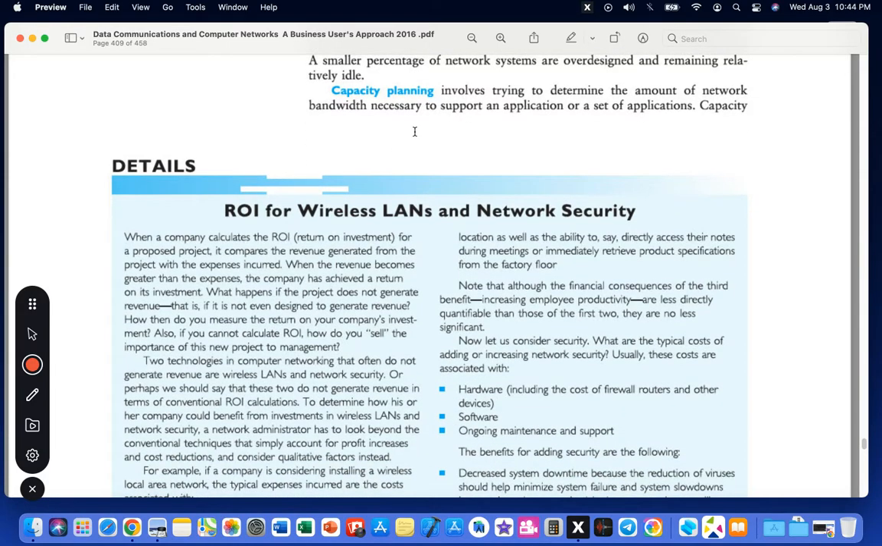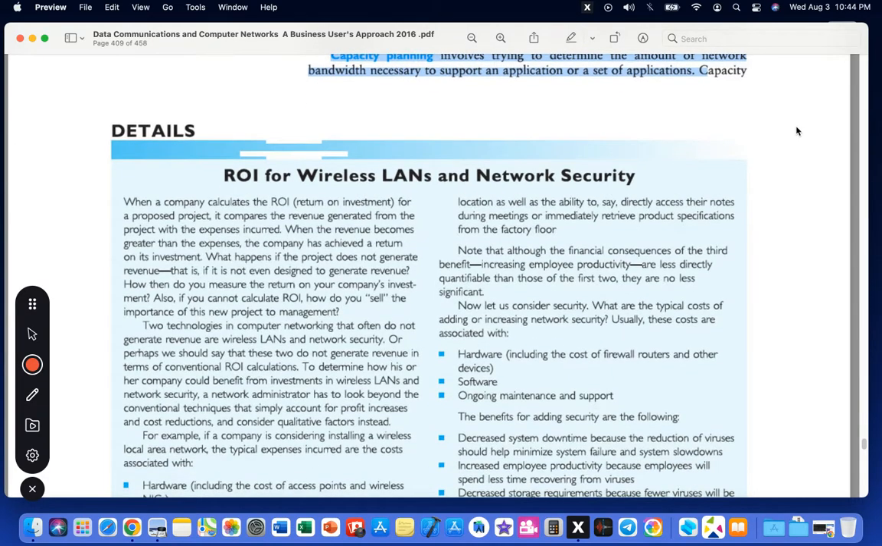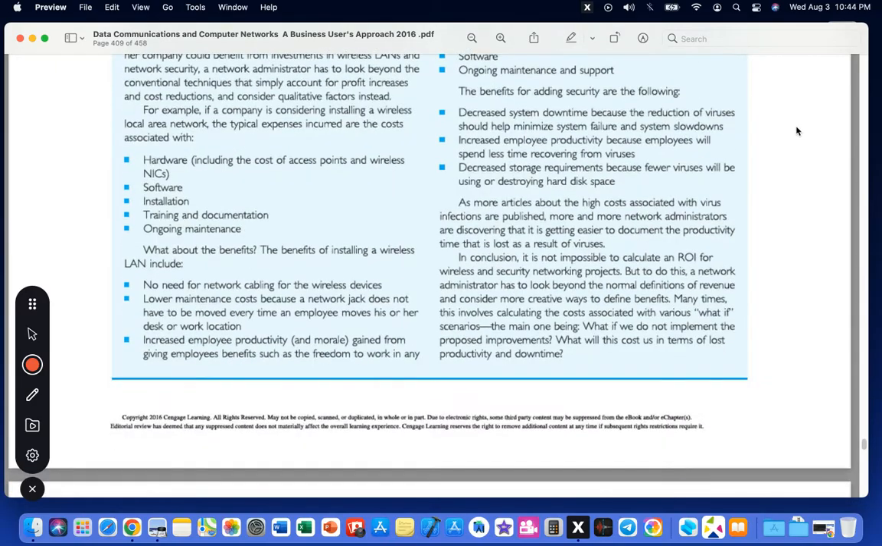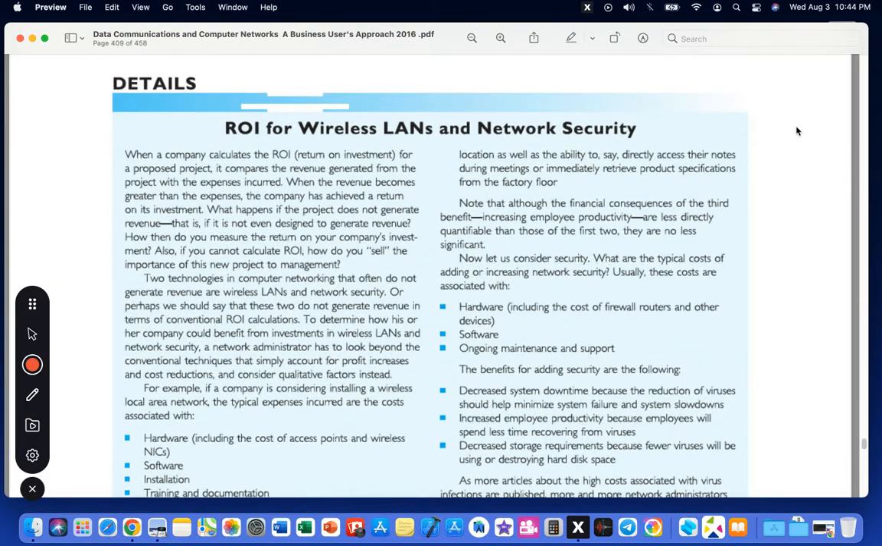Capacity planning involves trying to determine the amount of network bandwidth necessary to support an application or a set of applications. All right. And here's the return of investment.